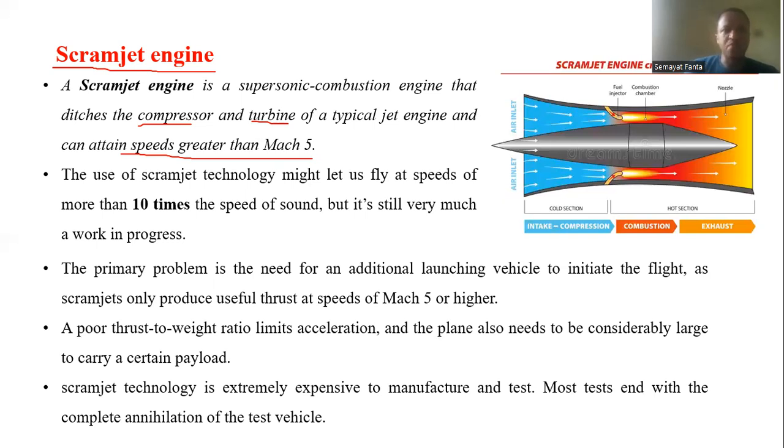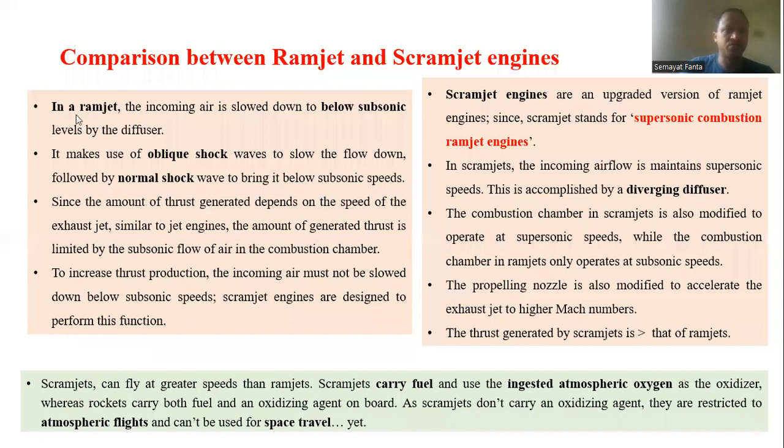So let's make some comparison between scramjet and ramjet engines. In a ramjet, incoming air is slowed down to subsonic levels by the diffuser. It makes use of an oblique shock wave to slow the flow down. Okay, in a scramjet, an oblique shock wave will be formed to slow down the speed, which is followed by a normal shock wave to bring it below supersonic speed.